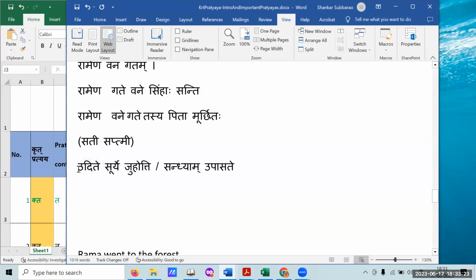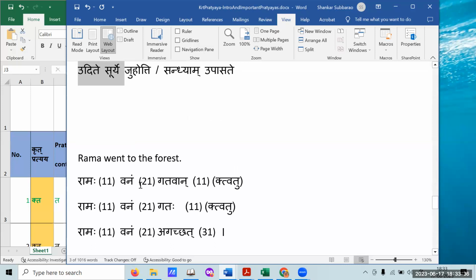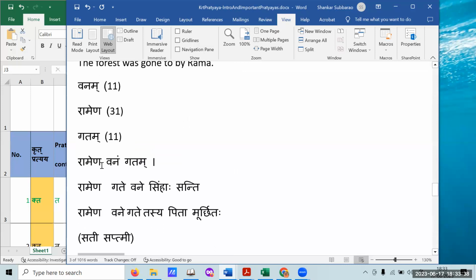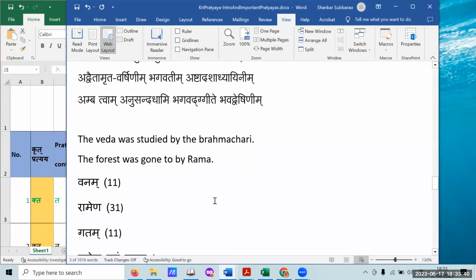Now if you want to use something like this without Kridanta, you'll have a big trouble doing this. So we have to understand Kridantas have a lot of advantages. We'll just see them as we go. Okay. So is this clear now? Rama went to the forest and, by Rama, forest was gone.